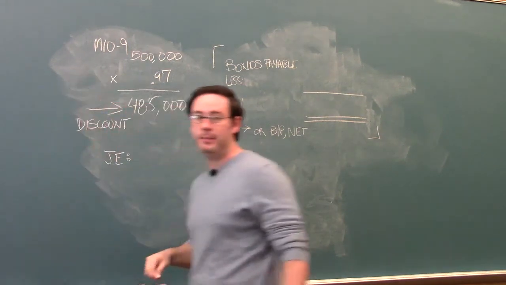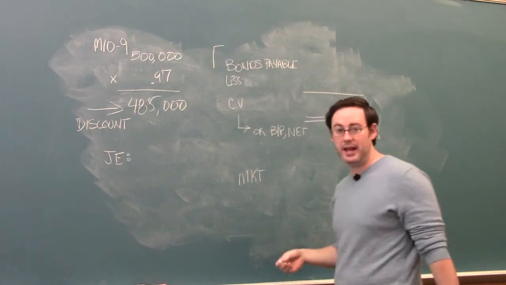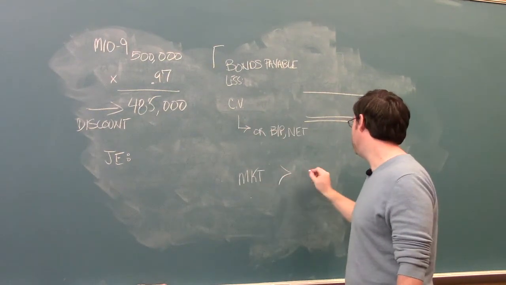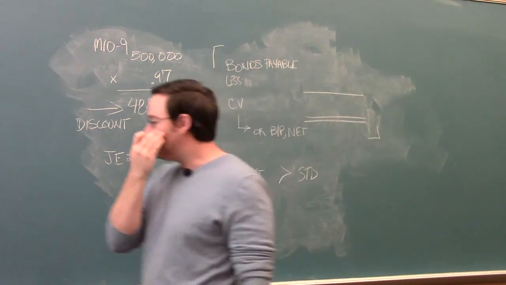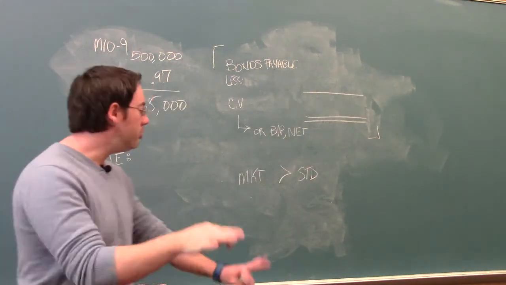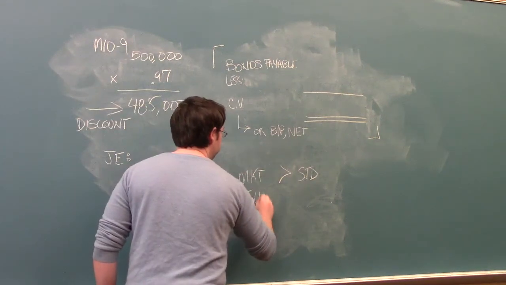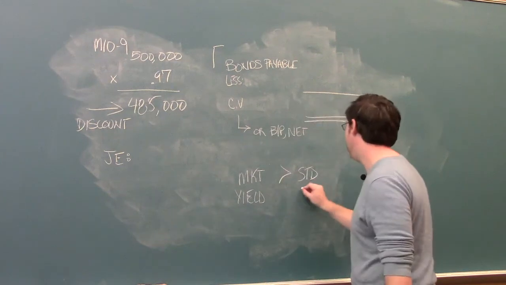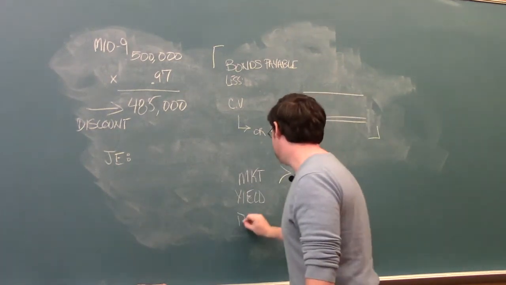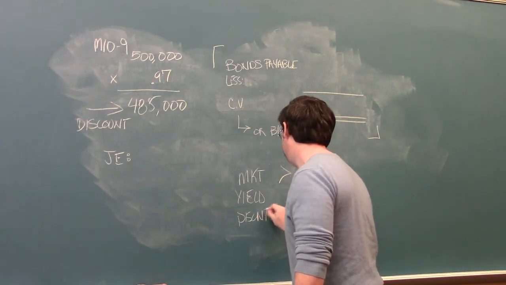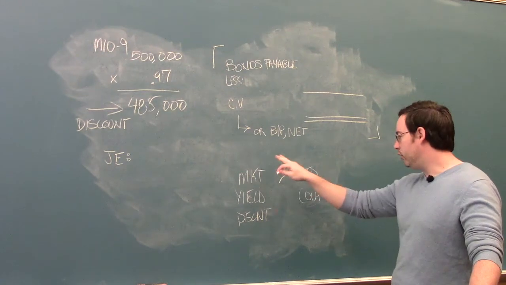A discount happens when the market interest rate is demanding more than the stated interest rate. The stated interest rate is the rate that's printed on that bond. And there are multiple different names we can go by. Market can also be thought of as yield. Stated rate can also be thought of as coupon. You could also think of this as the discount rate. But either way, these are all the rates that we deal with.